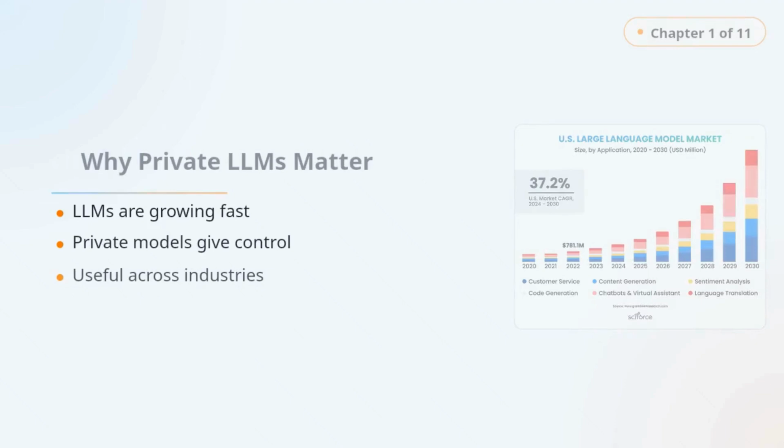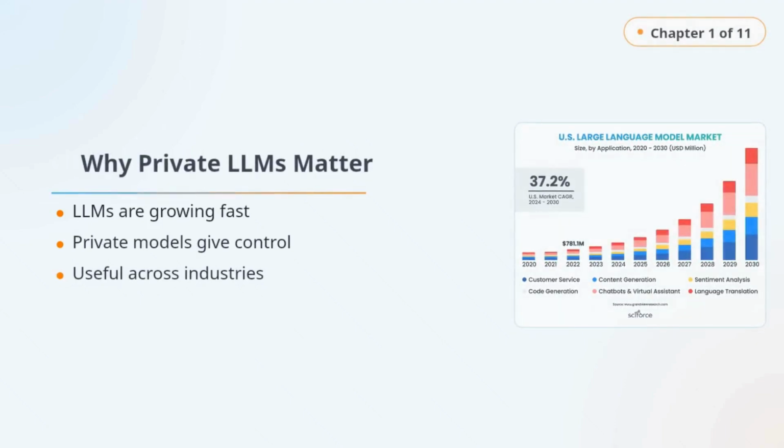Large language models are becoming a major part of modern AI. They help with content generation, question answering, translation, coding, and much more. But many organizations now want private LLMs because they offer better control over data, stronger privacy, and the ability to customize the model for specific business needs.